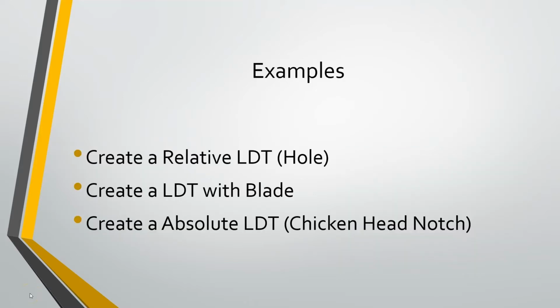So I'm going to go over 3 examples. I'm going to create a relative LDT in terms of a hole. I'm then going to create LDT with the blade. And then finally, I'm going to create an absolute LDT in terms of a chicken notch. So let's go over the first example. We're going to create a relative LDT in terms of a hole. So we're going to go through the steps.